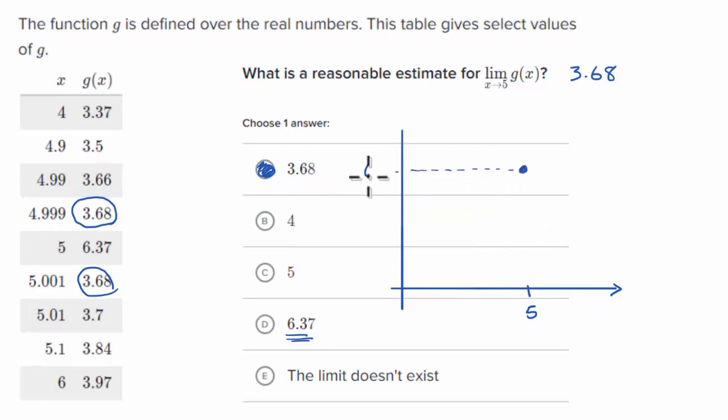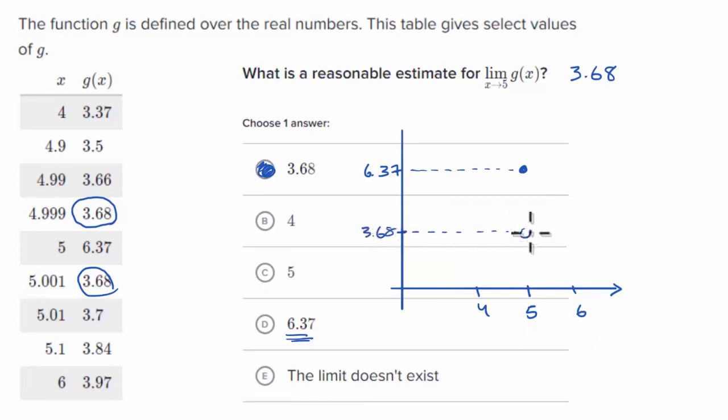But as we approach 5, so that's 4. Actually, let me spread out a little bit. This obviously is not drawing to scale. But as we approach 5, so if that's 6.37, then at 4, 3.37 is about here. And it looks like it's approaching 3.68. So 3.68, actually, let me draw that. So 3.68 is going to be roughly that.